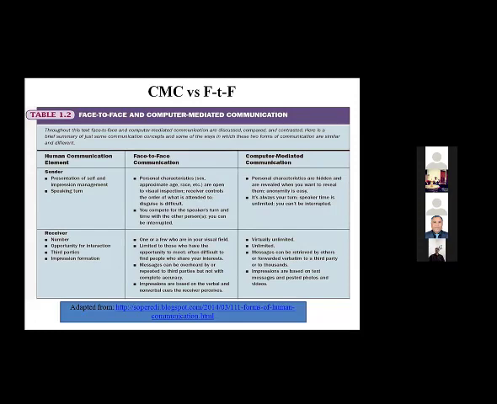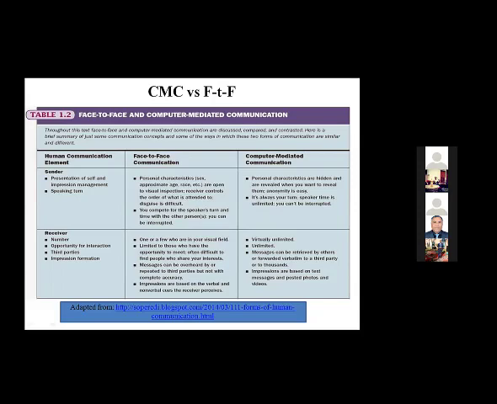Speaker time is unlimited. You can't be interrupted. At the level of the receiver, when it comes to the number, it is one or a few who are in your visual field in face-to-face. But in CMC, it is virtually unlimited. Sometimes in a classroom, you can have a limited number, but online, it is open access. So everybody who comes across, for example, a posting or something shared or a webinar, he or she could join.